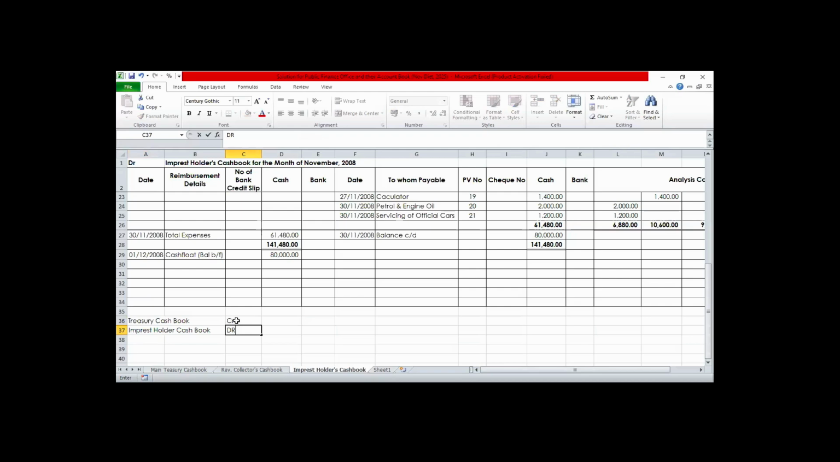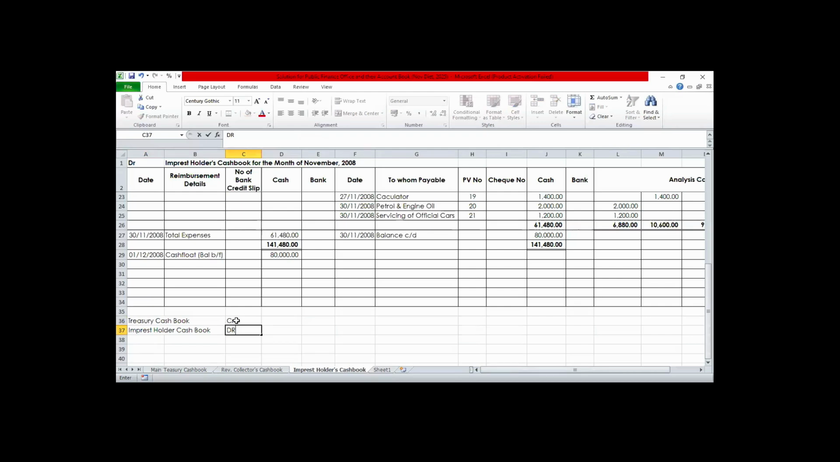The treasury cash book is credited in the sense that the money has gone out. Debit the receiver, credit the giver. That's the normal accounting standard, the double entry principle. Debit the receiver and credit what? The giver.